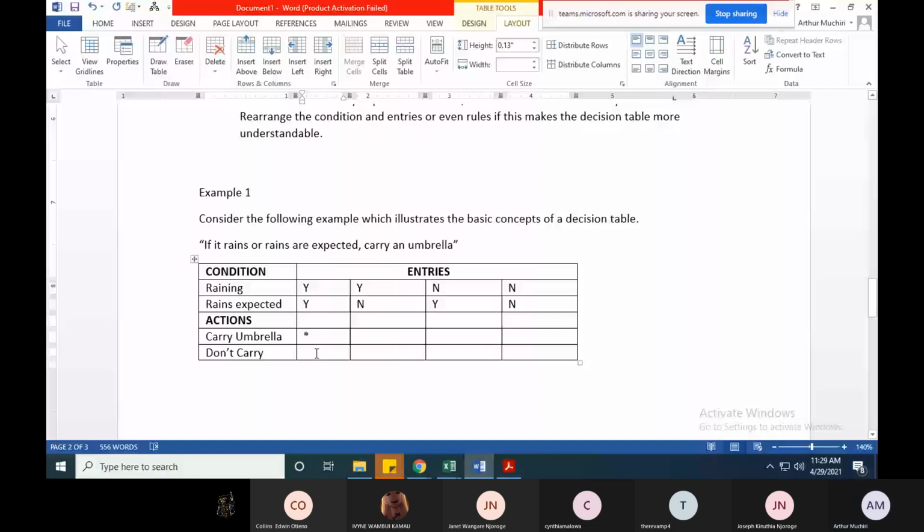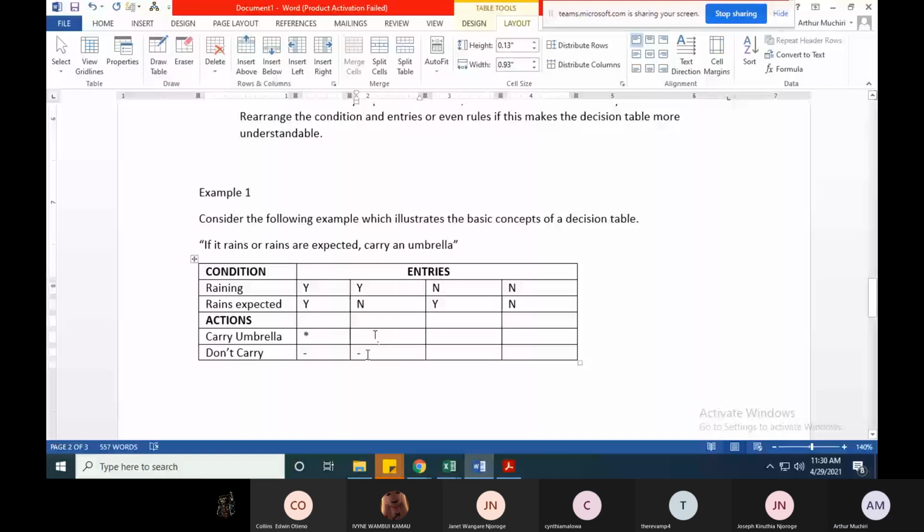What about this one? It's raining, but rains are not expected. So it's already raining. Are you going to carry an umbrella on this day? Yes. So you put an X there, and then you put a dash here. That simply means that this day you're going to carry an umbrella. So what about this?